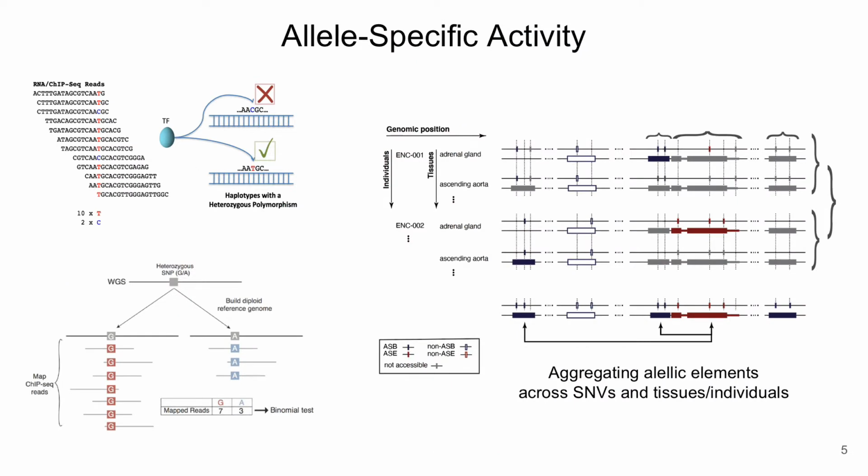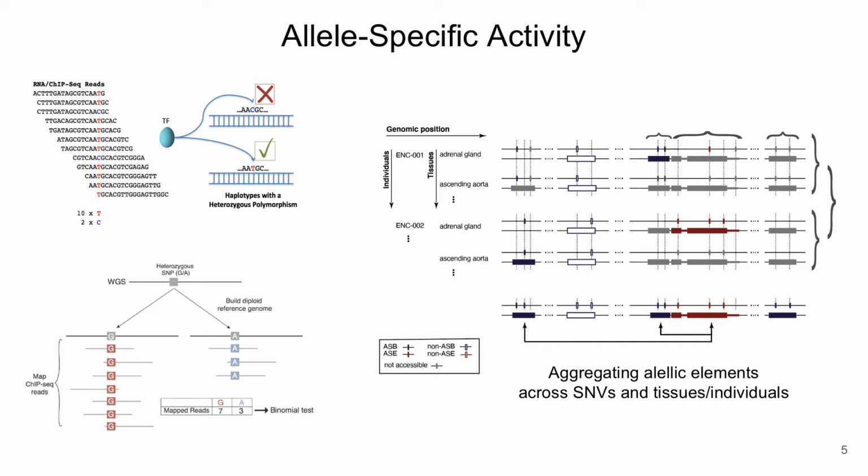Just as a vignette to show the utility of this data, one thing we've investigated quite thoroughly is allele-specific activity. An example of which is, say, allele-specific binding, which you could measure using ChIP-seq data. And the idea is if you've got a transcription factor binding site that overlaps a heterozygous variant, you can look at the sequence data, the sequence reads, and differentiate reads that arise from one allele versus the other allele.